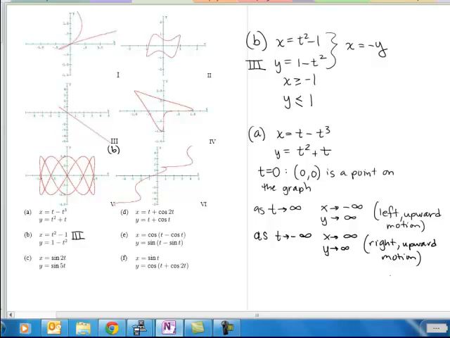So both of those things are fitting with graph 1 if we can imagine this graph continuing that way and this way. That seems to fit with what we're seeing, left upward and right upward movement. So A seems to be graph 1. B is graph 3. So 2 down. I'm going to erase all this so that I have some space.